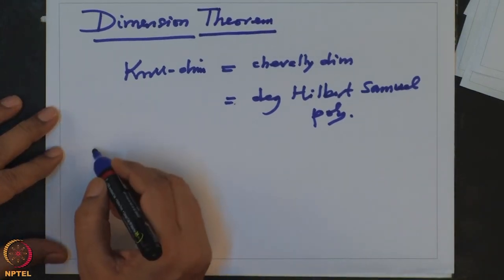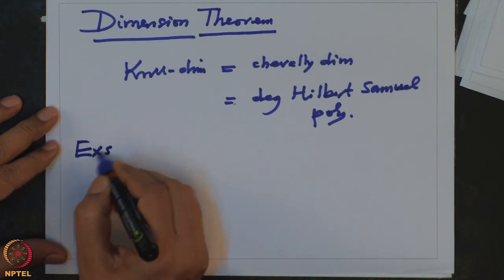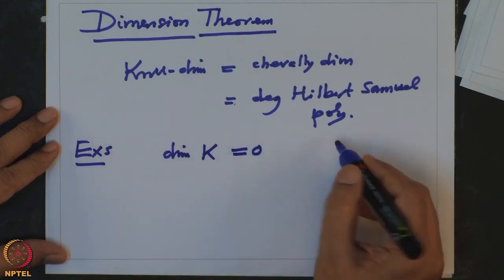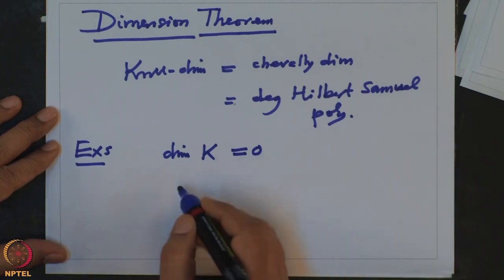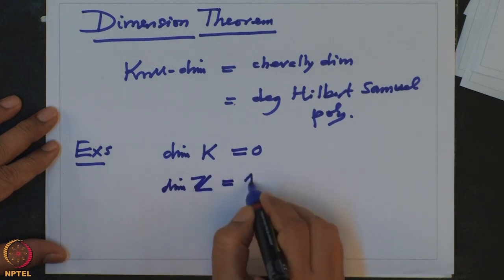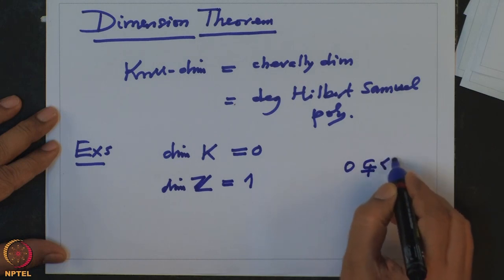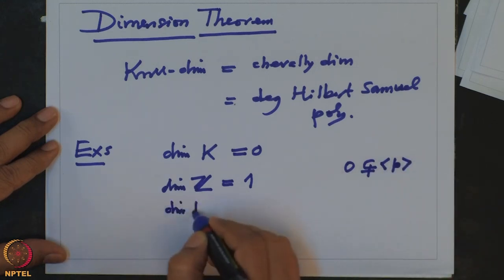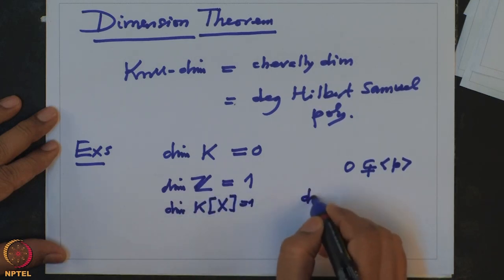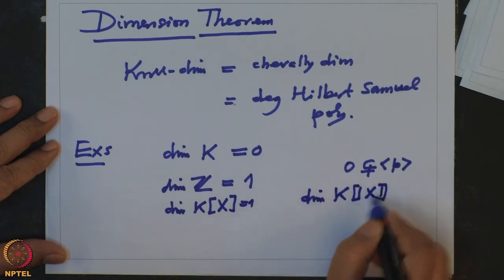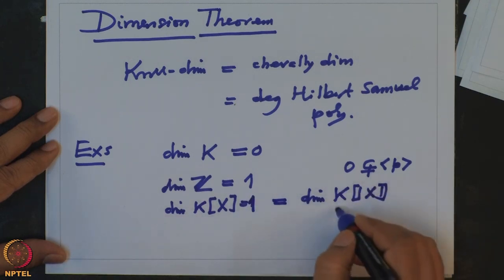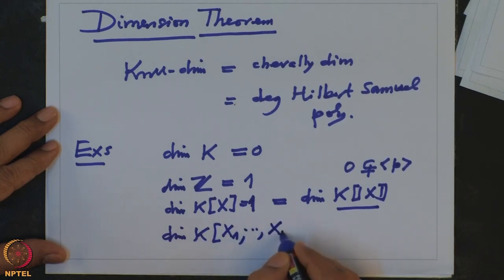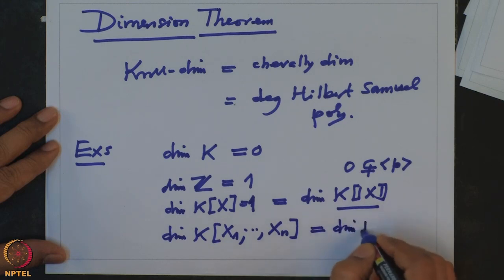So a couple of remarks here, some examples. Dimension of a field K should be 0, because the only prime ideal is 0 and nobody else. So therefore the sup is 0. Dimension of a PID, dimension of Z is 1, because the chain is 0 as the prime ideal, and then the ideal generated by a prime number, and that's all, no more, because non-zero prime ideals here are maximal. So the dimension of K[X] is also 1. Also, if I take the power series ring over a field in one variable, that dimension is also 1, because it's a PID. In fact, this is a better PID than this. So similarly, the dimension of the polynomial ring will correspond to dimension of K^n, which is n, and so on.